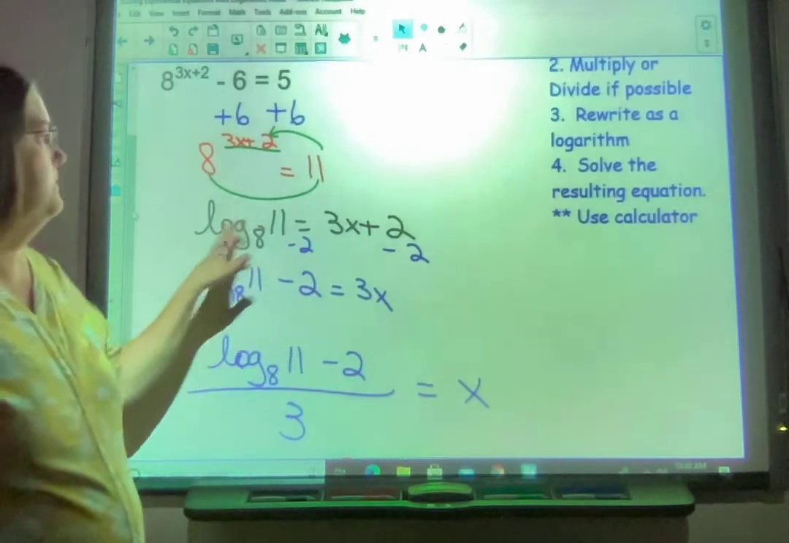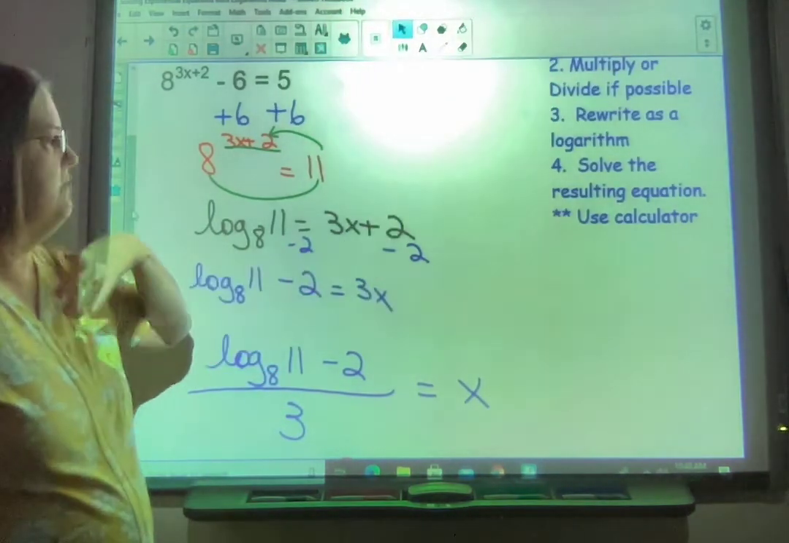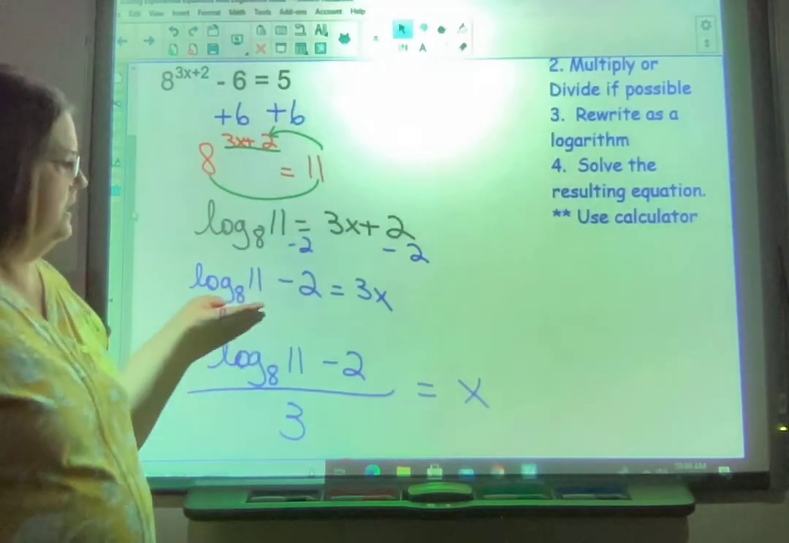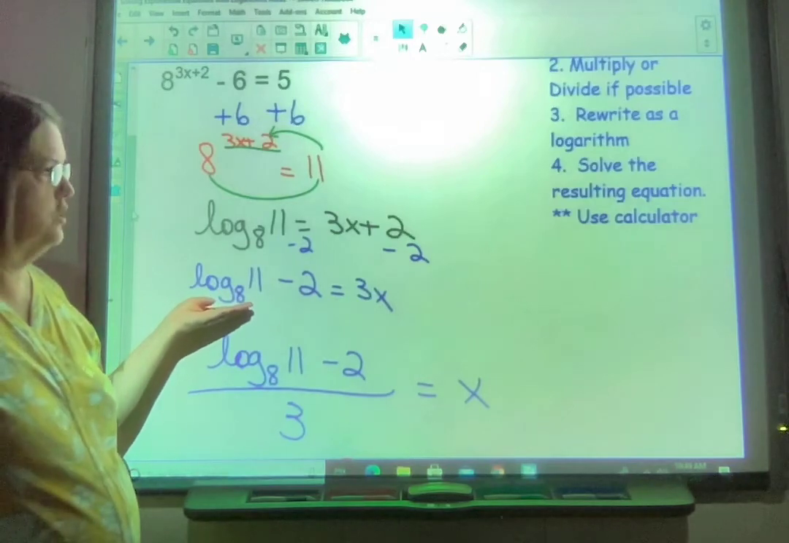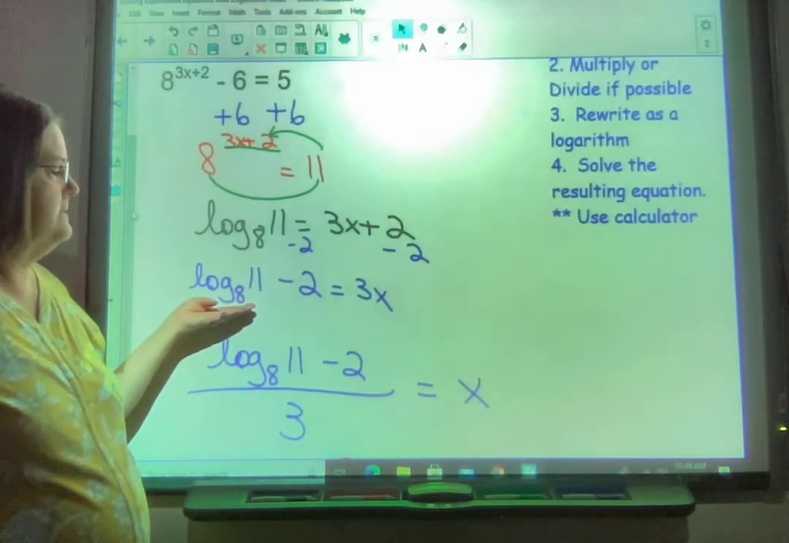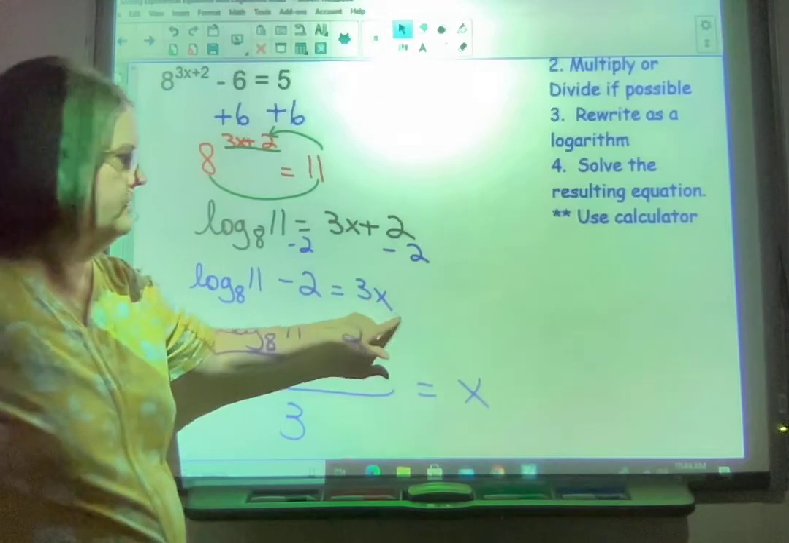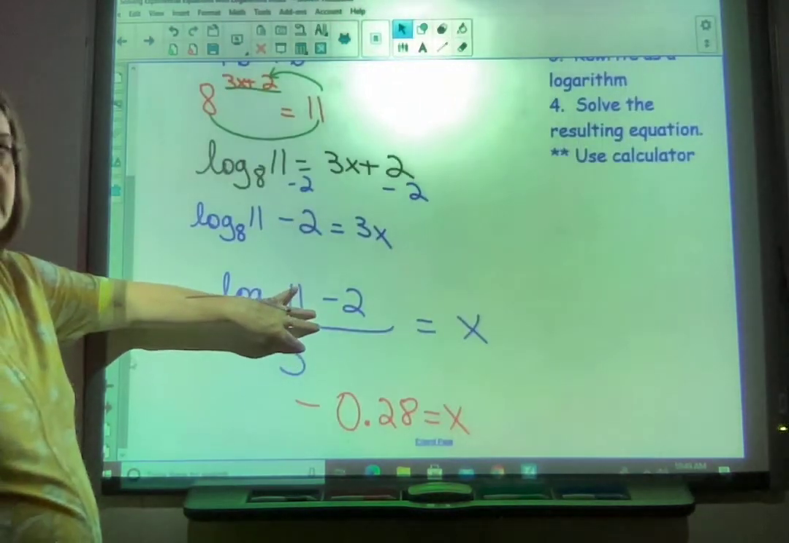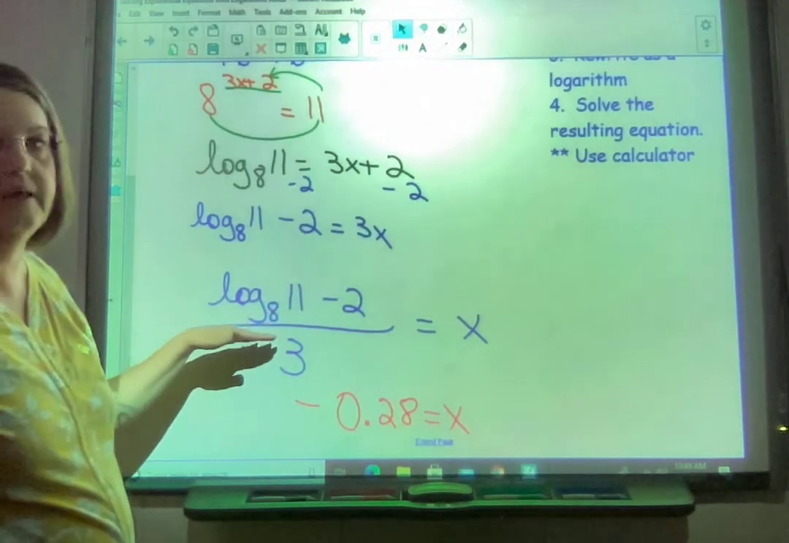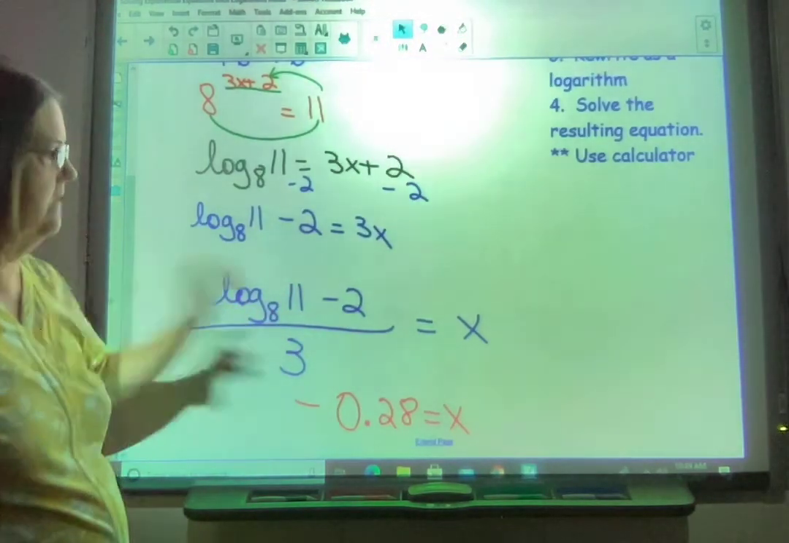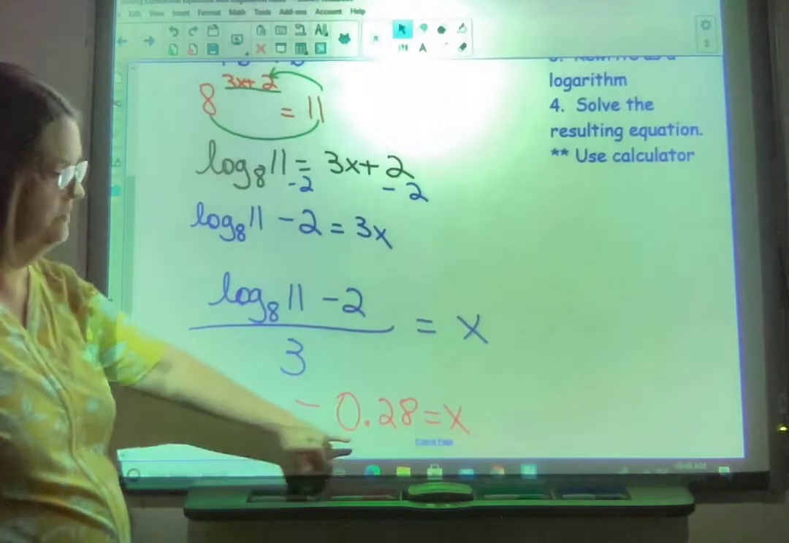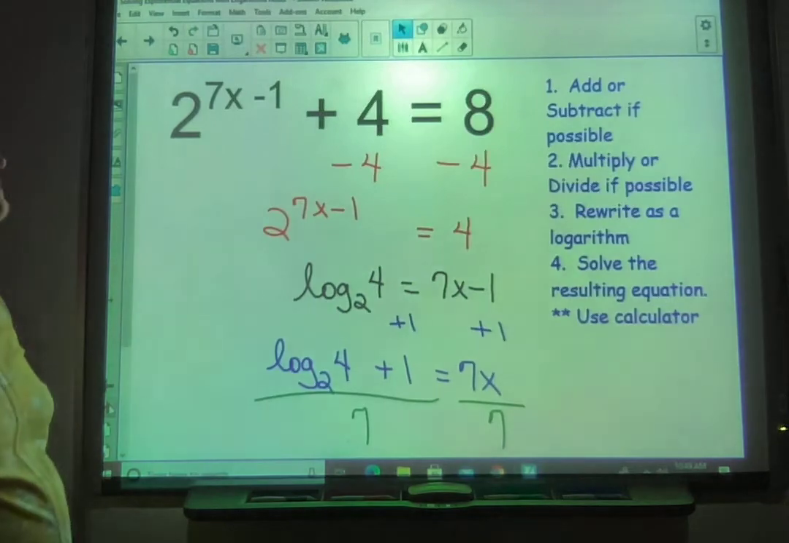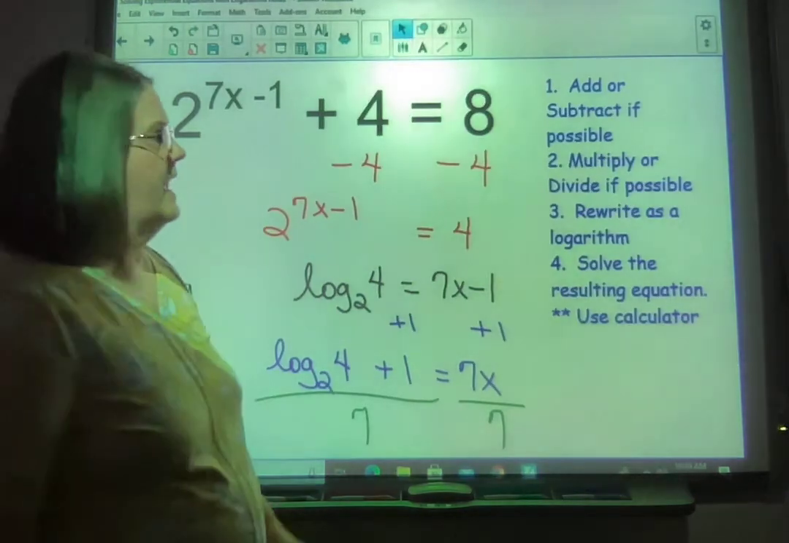So anyway, now that we have this, we solve like any other equation, and we subtract 2 from each side. Now, this 2 cannot go up underneath this because it's not like terms. So anyway, we have log base 8 of 11 minus 2, and then we're going to divide by 3. So what I would do is I put this entire thing in the calculator, and I use the fraction button. So log base 8 of 11 minus 2 divided by 3, which is negative 0.28.